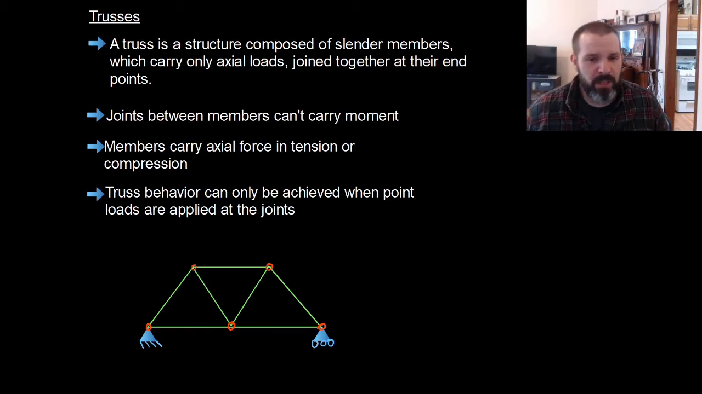Again, members can carry only axial force, but that force can be in tension or compression, and truss behavior can only be achieved when point loads are applied to the joints. So here I have a nice simple truss. If I apply a force in the middle of a truss member, I will not have pure truss behavior. There will be some bending. That is not a truss. If I want to have truss behavior, I can only apply forces at the joints. And you'll notice that the reactions and the supports are also located at the joints.